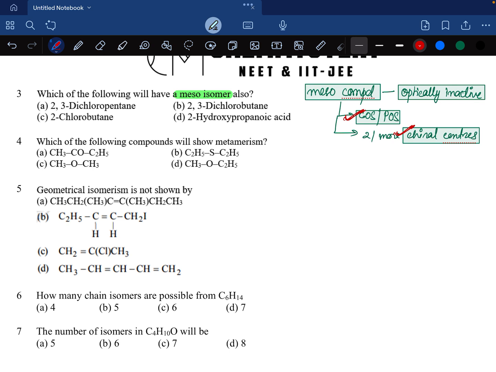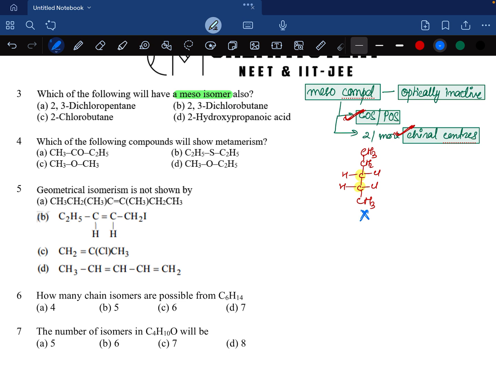First is 2,3-dichloropentane. Pentane 1, 2, 3, 4 and 5. 2,3-dichloro. Second position and third position we have chloro group, right? This is CH2 and CH3. Do we have chiral centers here? Yes. One condition, chiral center, okay. Do we have plane of symmetry or center of symmetry? No, we don't have. So this will not show any meso isomerism. This is optically active, so this is not a meso isomer.